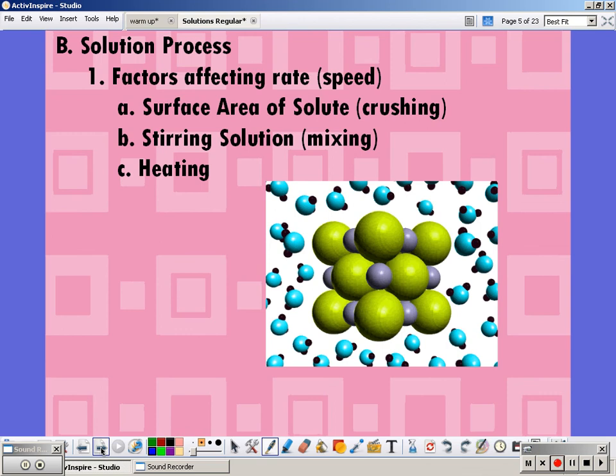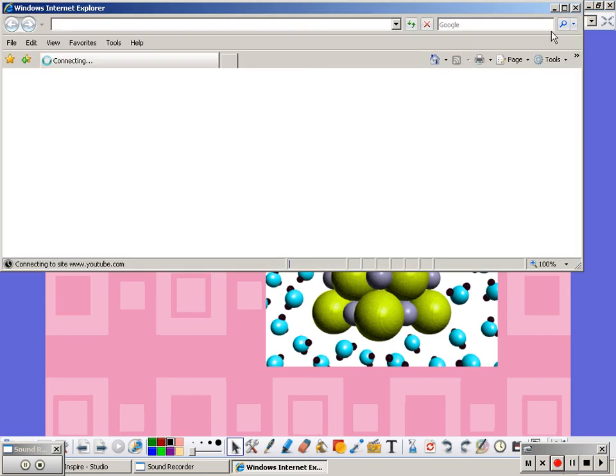Now the solution process is how the salt actually dissolves in the water, and we can watch a video of that process actually taking place.